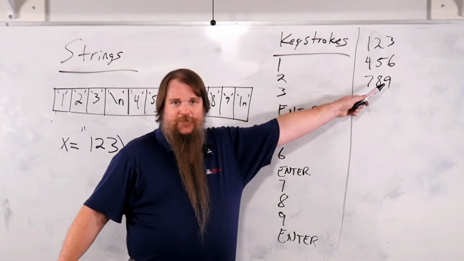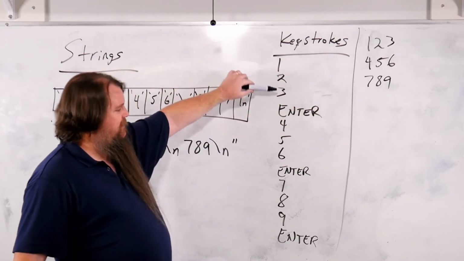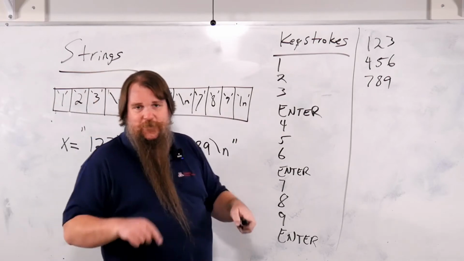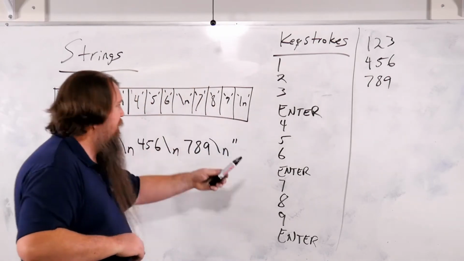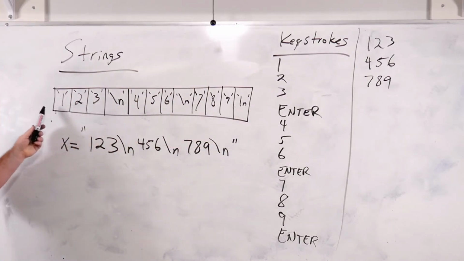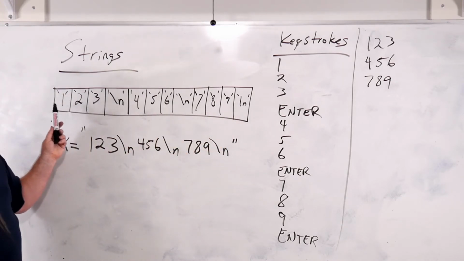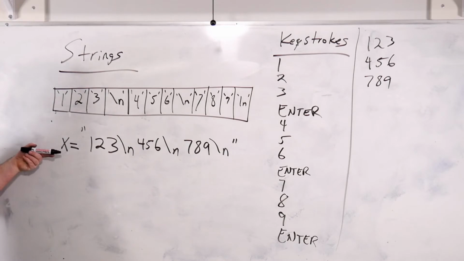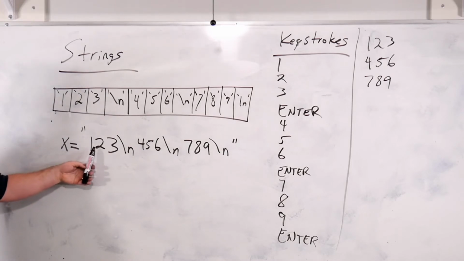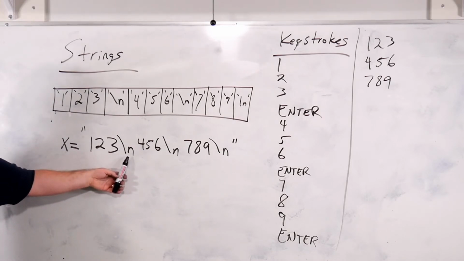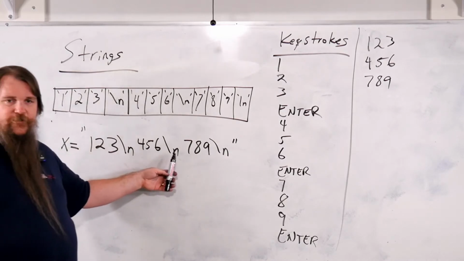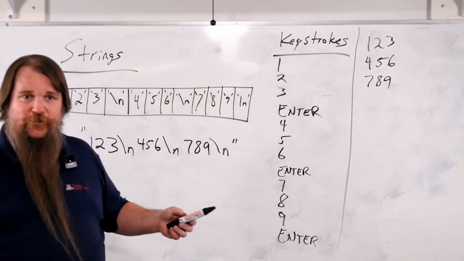Here's what we want to print. Here is the sequence of keystrokes we would have done if we were going to type it manually. Here's what it looks like in memory, that same sequence of operations, 12 operations. And here's how we encode it as a string. Character, character, character, new line. Character, character, character, new line. Character, character, character, new line.